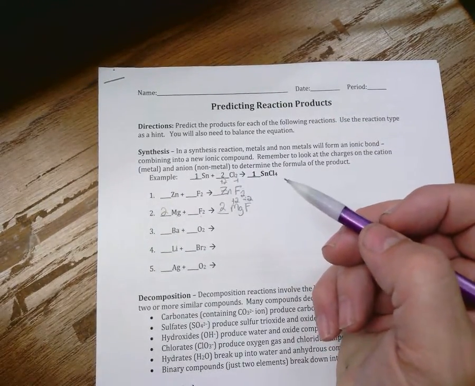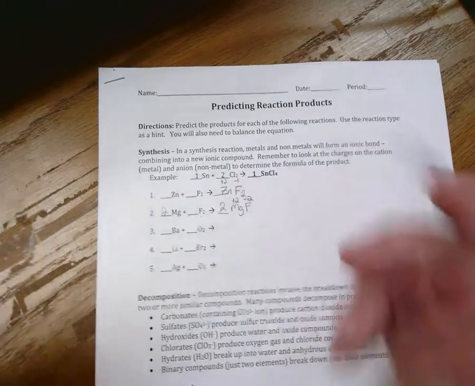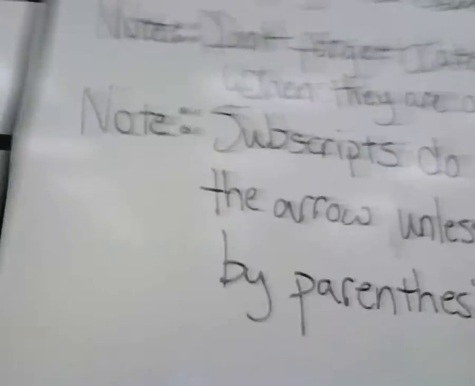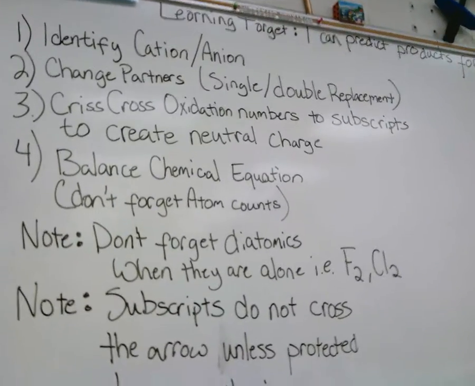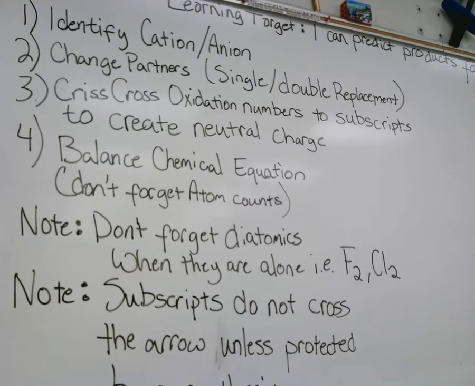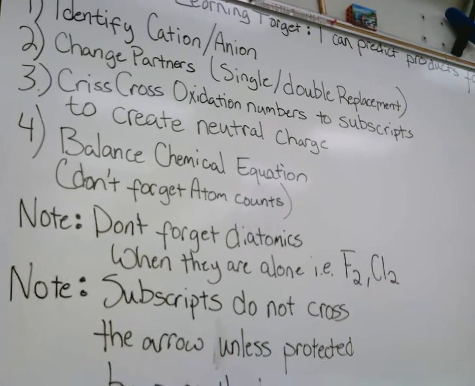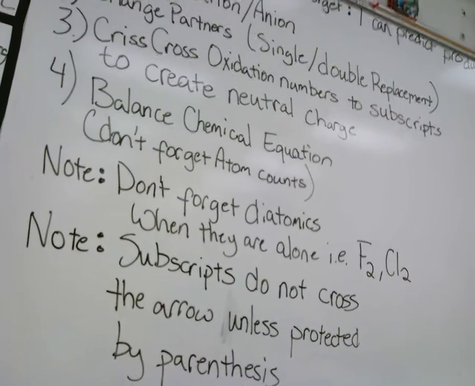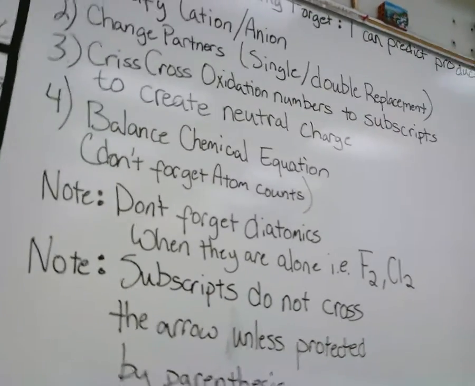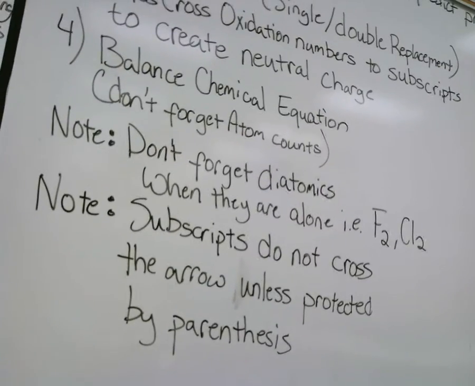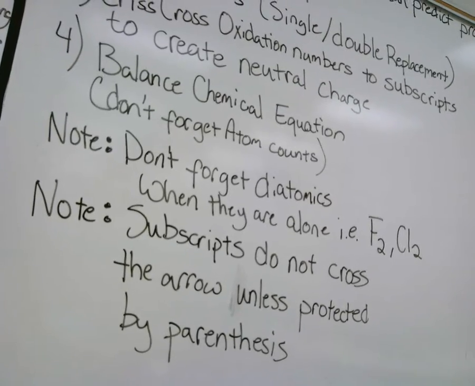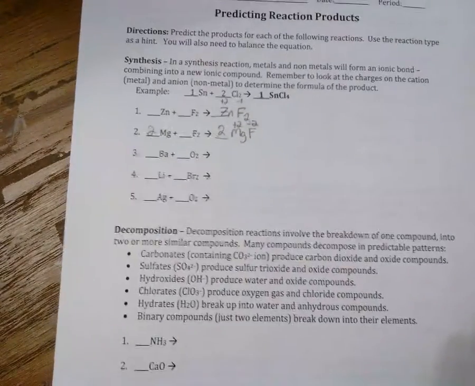Now yesterday I had all these directions on the board. Actually, I think I can do this. Yep, those directions: identify cation and anion, change partners, crisscross oxidation numbers, balance chemical equation. Don't forget diatomics when they are alone, i.e. F2, Cl2, Br2, you know all those. Subscripts do not cross the arrow unless protected by parentheses. So, as long as we know these rules, everything's going to work out just fine.